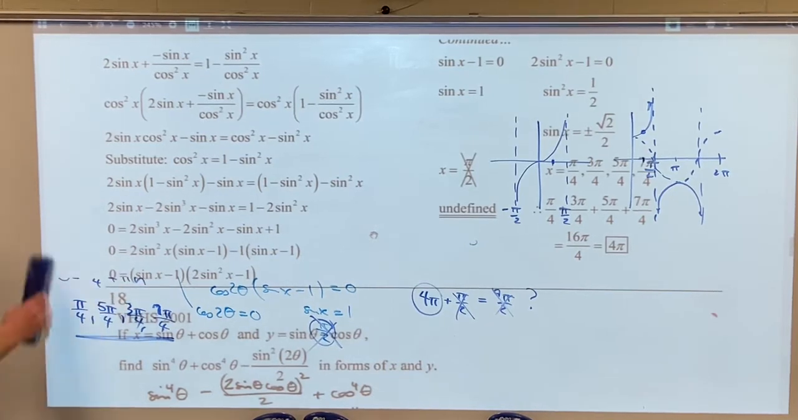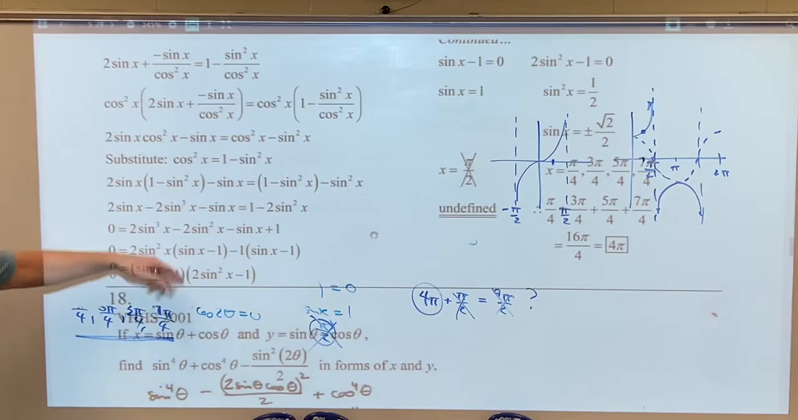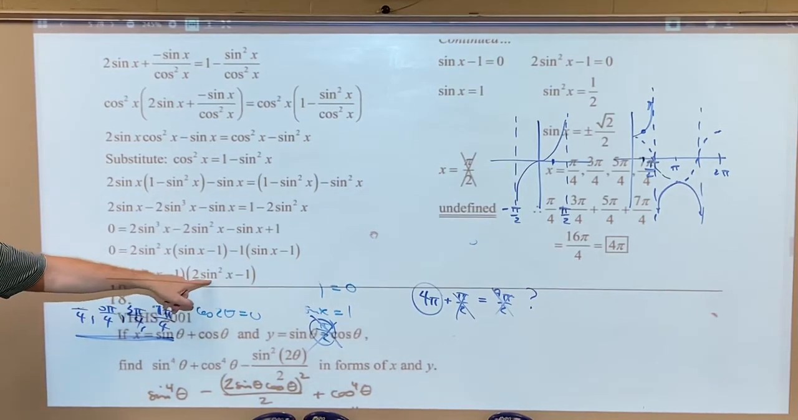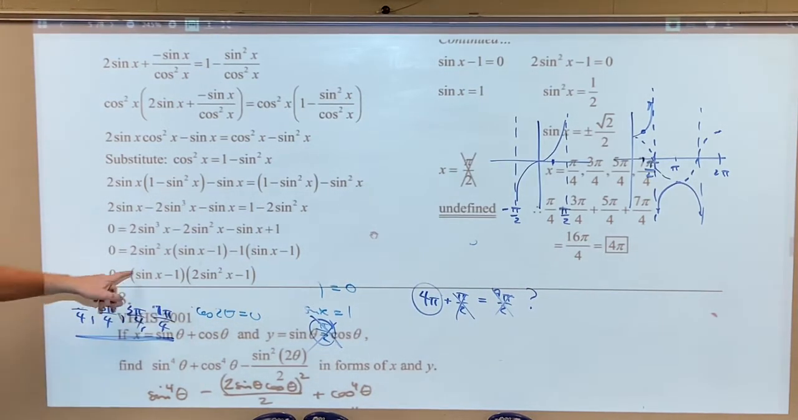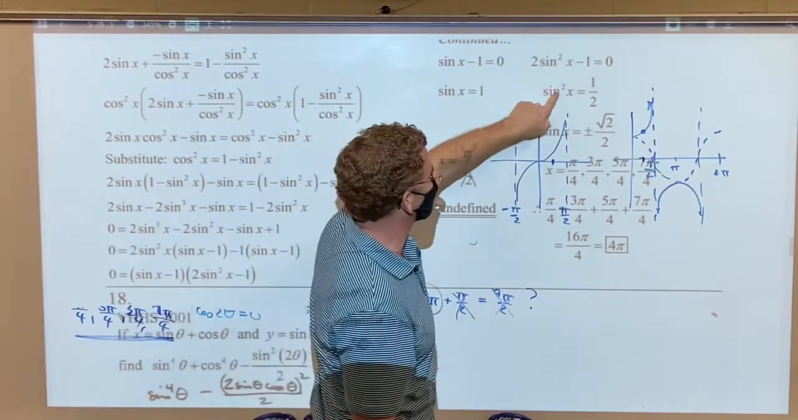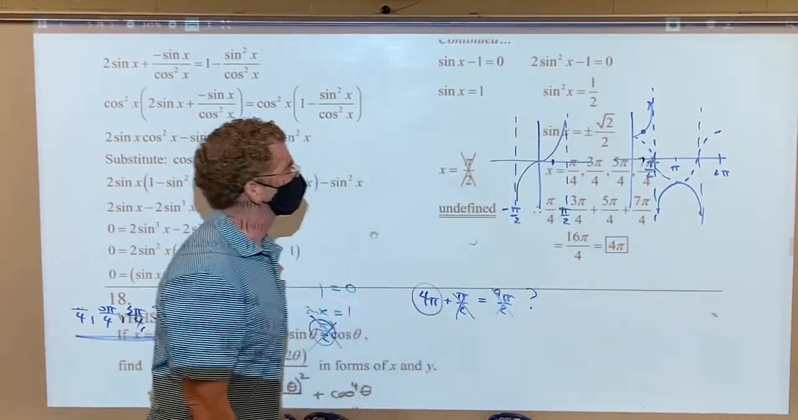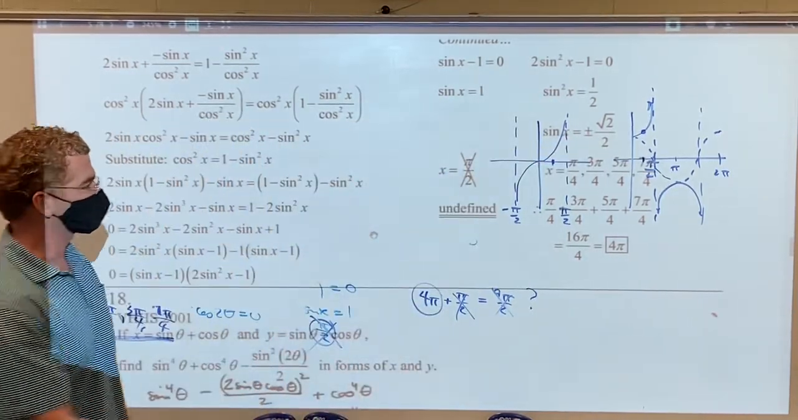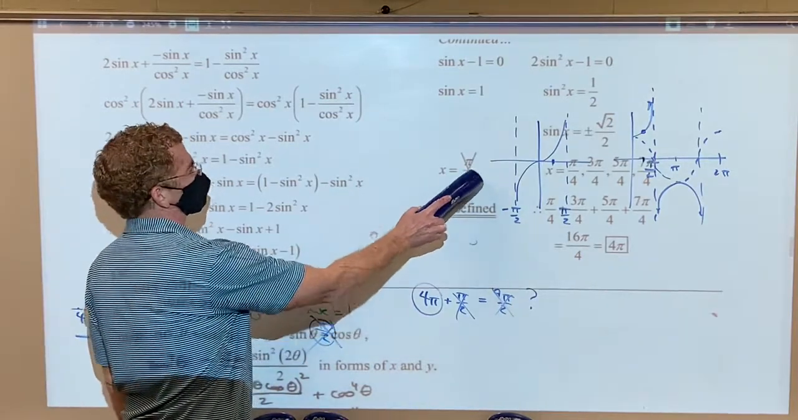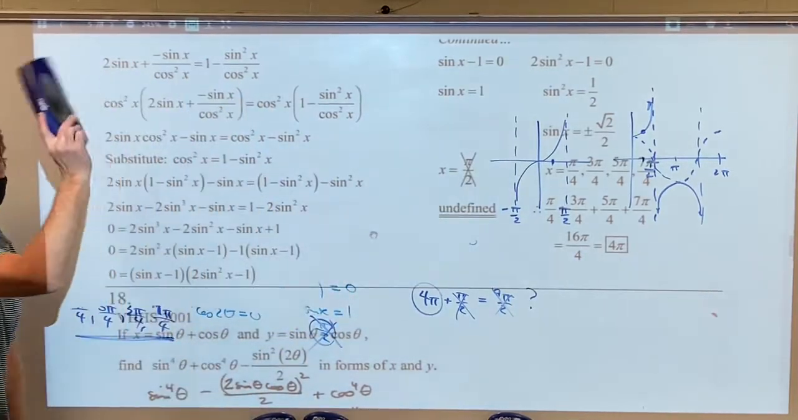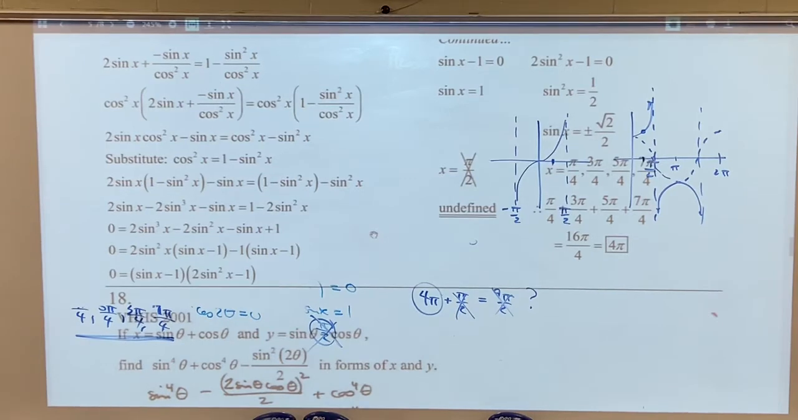Notice that I didn't have to do any double angle stuff. I didn't have to do a 2 theta. I just had to come up here, set both of those equal to 0, and I got values that were a little bit easier to operate with. But I still had to know, wait a minute, that's undefined, because in the original problem, tangent and secant are not defined there.